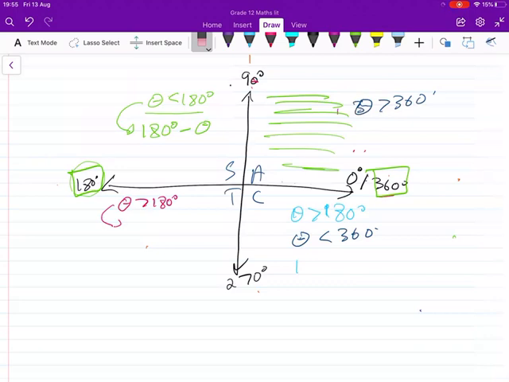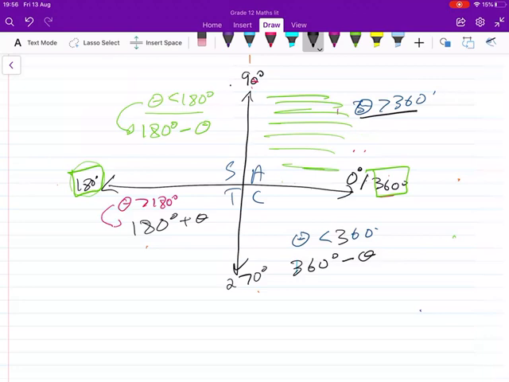No, I'm right, I'm sorry. It is 180 plus theta, because it's angles that are greater than that. And then here there is no 180. But here we find angles that are less than 360. So that is 360 minus theta. Here we find angles that are greater than 360. So here this is 360 degrees plus theta.